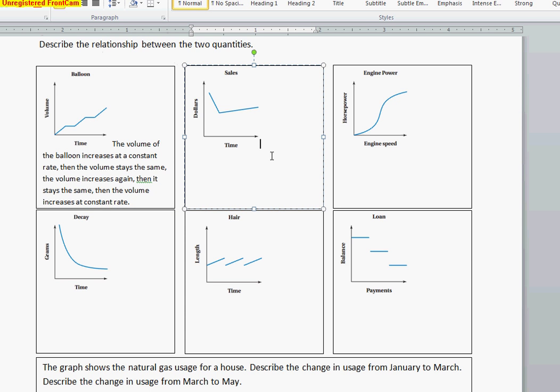Where in this problem, it looks like sales, since they're talking about sales, that's what they mention up here, sales. Since the sales are decreasing at first, the dollar-wise, we'll say sales decrease quickly.